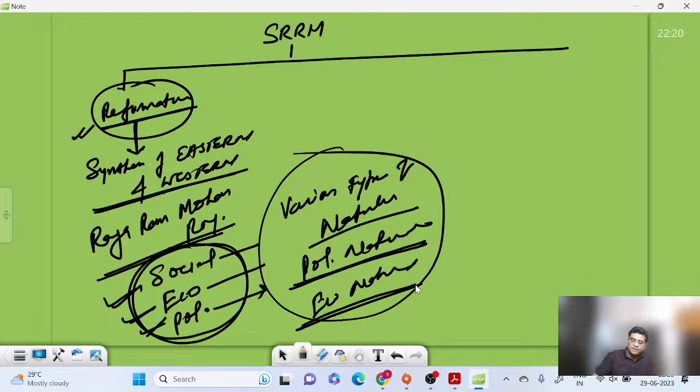and economic nationalism. For example, Raja Ram Mohan Rai said that we should establish heavy industries. India should be economically self-reliant. Okay, so obviously these are the fundamentals of economic nationalism.